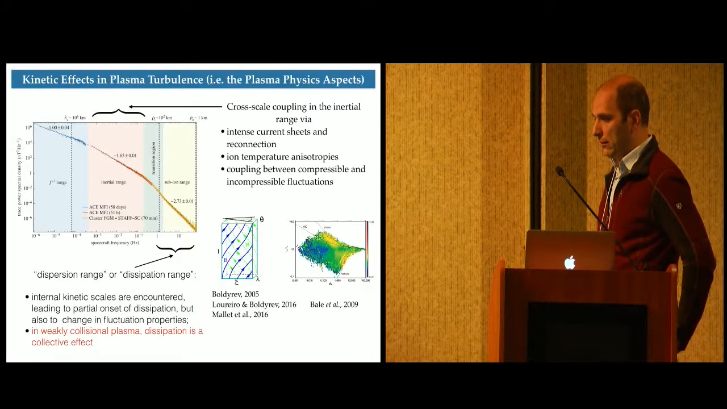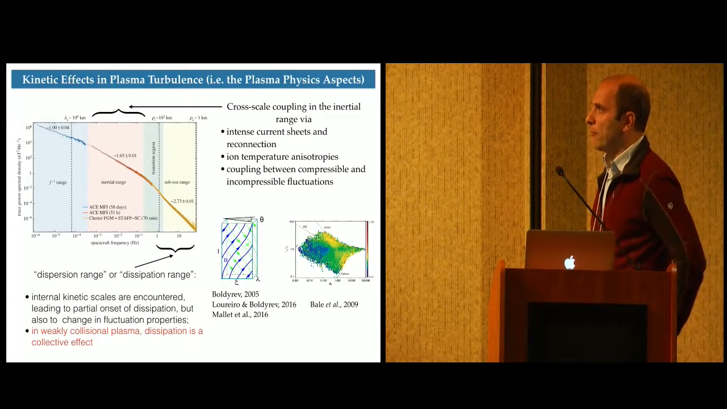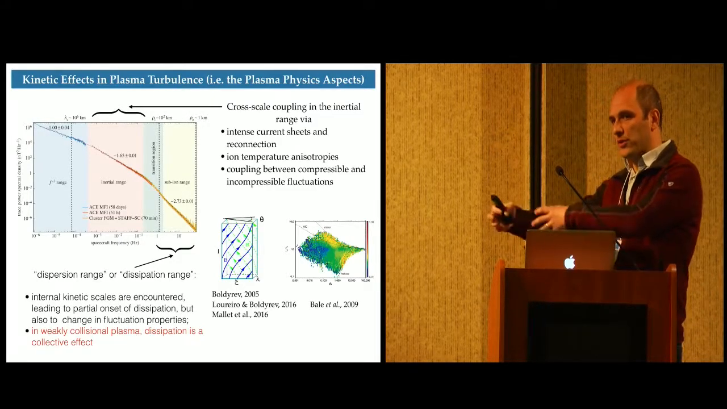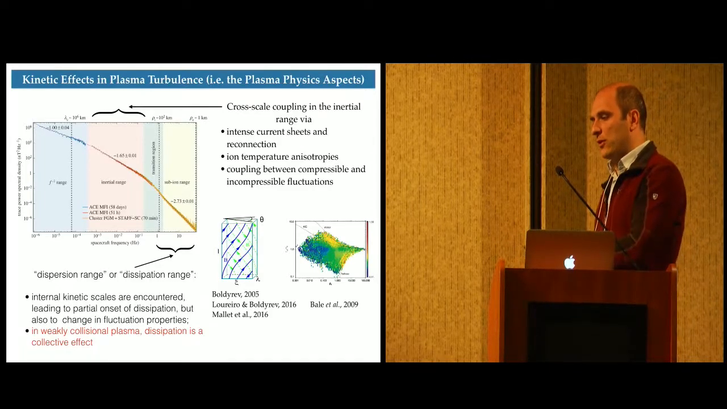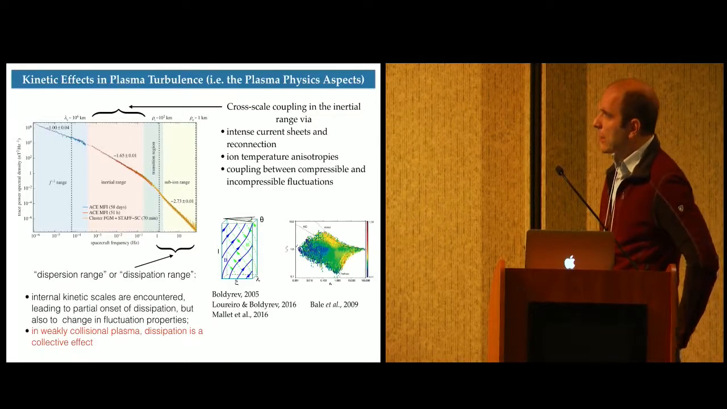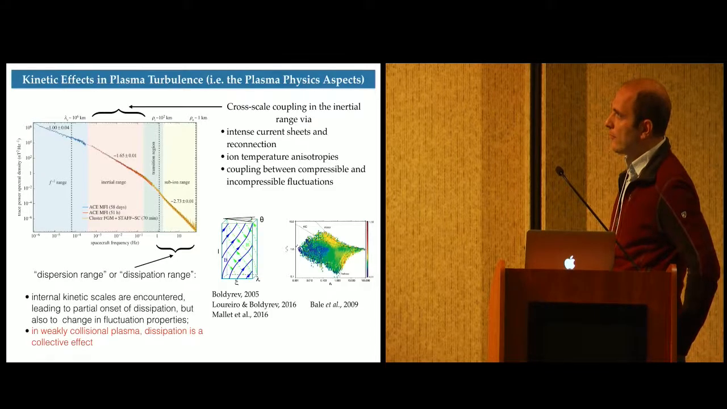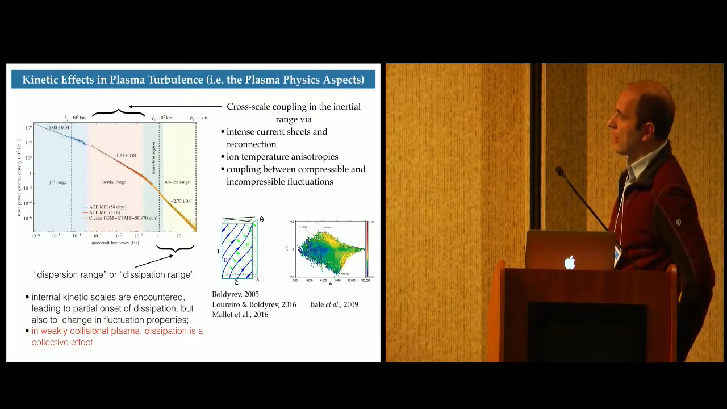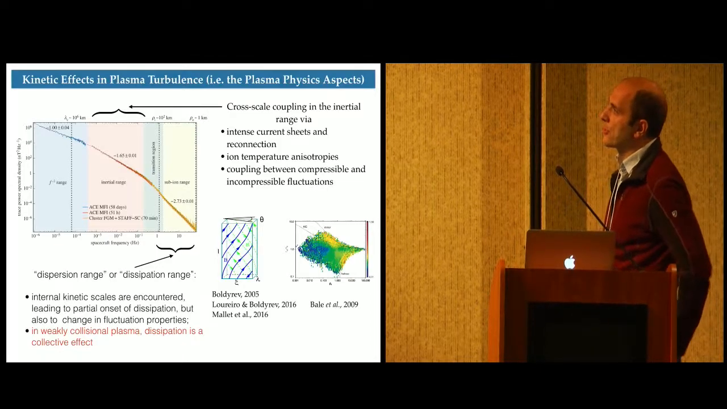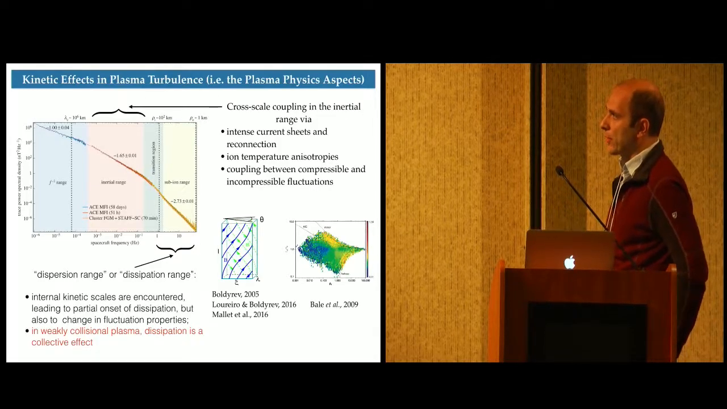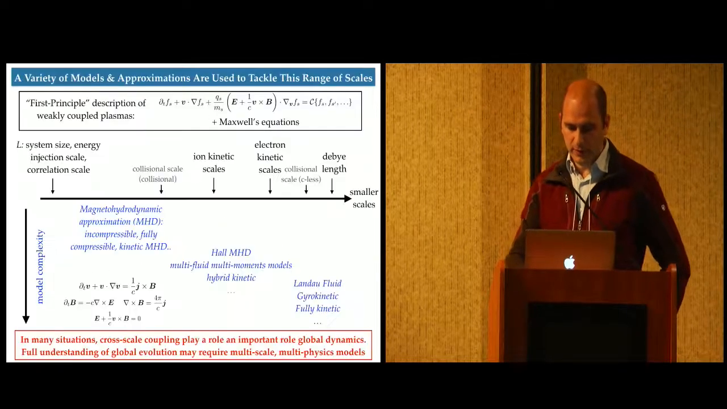And there are many specific mechanisms that have been discussed in the literature. What is missing, however, is the understanding of how these mechanisms work in a particular setting, how they operate, how they interact. And another set of questions refers to the possibility of cross-scale coupling in the inertial range. Some of the possibilities involve the formation of coherent structures such as current sheets, and the fact that the evolution of those current sheets depends on the microscopic physics. I'll be talking a little bit more about this.